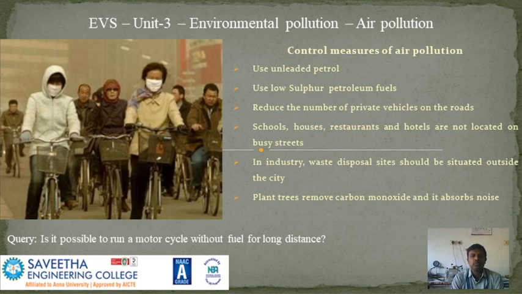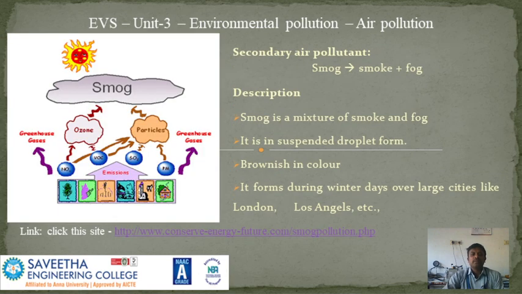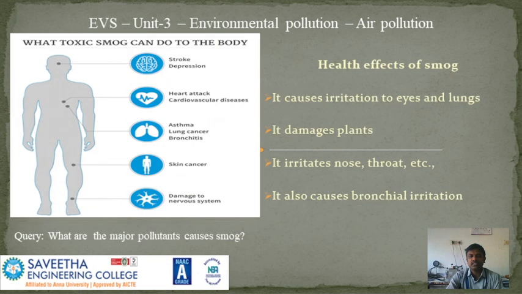Planting trees removes carbon monoxide and absorbs noise. And the secondary air pollutants: smog, which is smoke plus fog, the addition of smoke and fog. What are the descriptions of secondary air pollutants? Smog is a mixture of smoke and fog. It is in suspended droplet form and brownish in color. It forms during winter days over large cities like London, Los Angeles, etc.